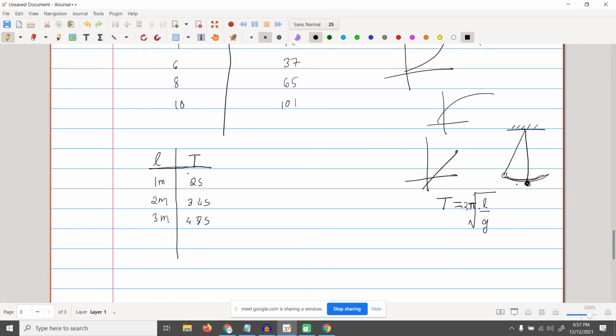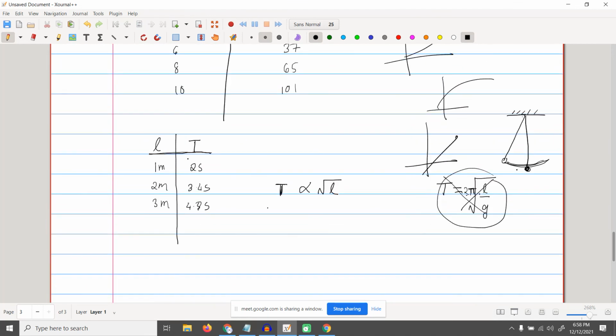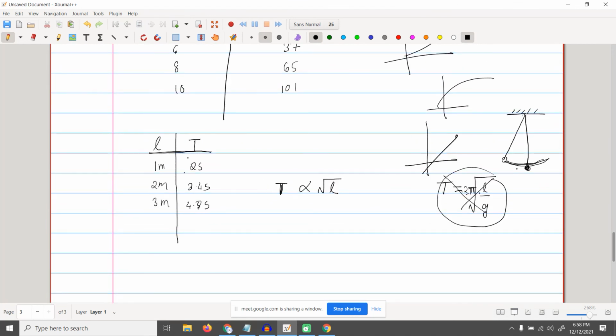Now, this formula we know from calculus and all that stuff. If we don't have this, how do we know that the time period of a pendulum is proportional to root of L? How would you know this? By comparing the values, maybe, that's one way of doing it. But what if it is root of L plus some error? Then that becomes an issue.